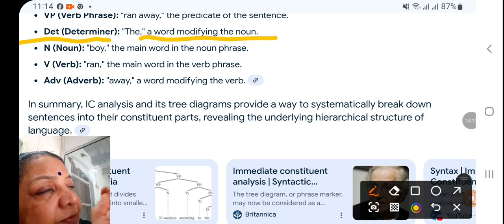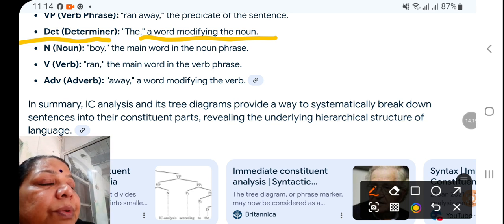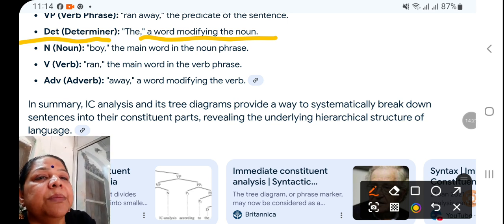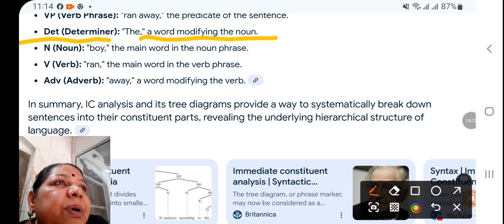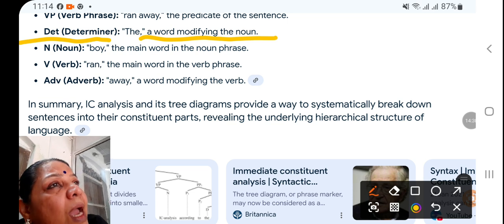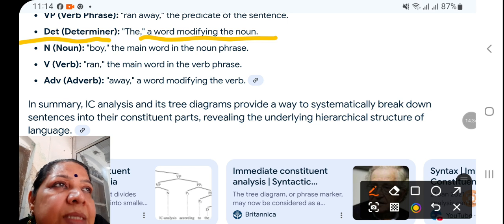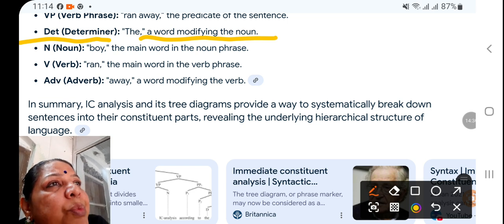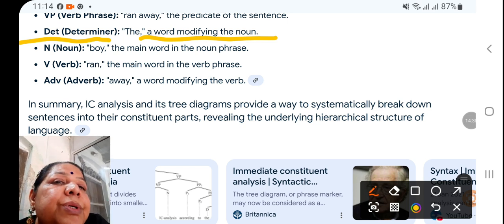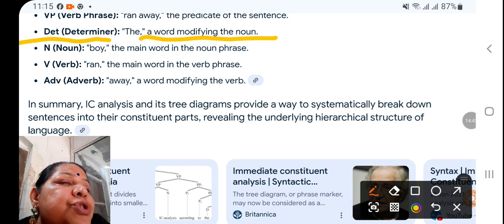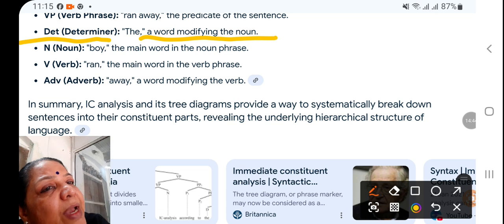Then possessive pronouns are determiners, right? Then numbers are determiners. Why? Because I have a book, one book, or this is my book. So in "I have a book," a is the determiner. In "I have one book," one is the determiner. In "This is my book," my is the determiner. So a determiner means the word which fixes the position of a noun or which modifies the noun.